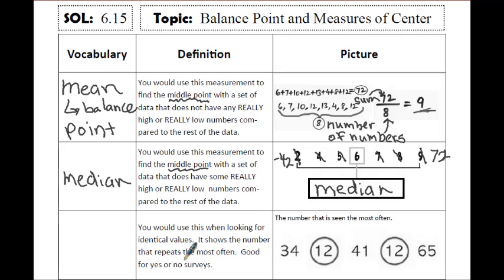You would use this next one when looking for identical values. It shows the number that repeats the most often. And this is really good for yes or no surveys, or to see what the most popular choice was. So the one that's the most often is the mode. They sound very similar, and that's how I remember.